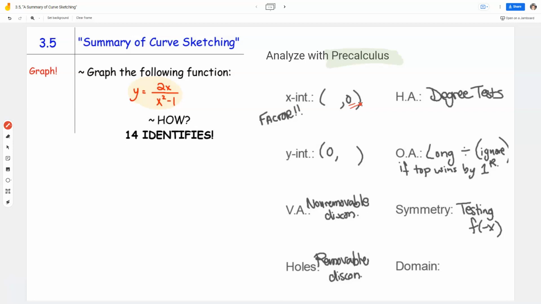Here we go. Set y equal to 0. So 0 is equal to 2x. Quick reminder from algebra, cool kids, how do we solve that for x?